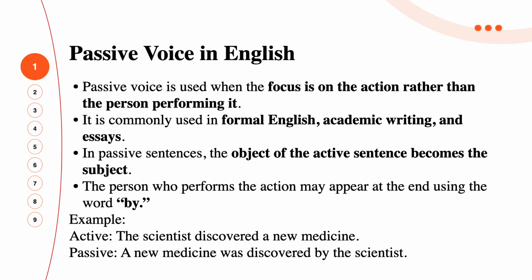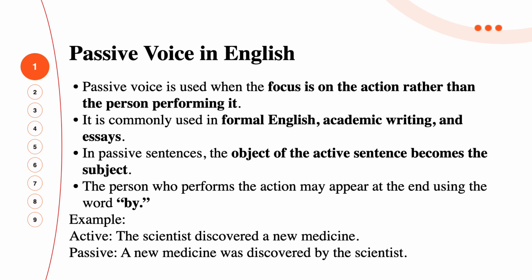Passive voice is used when the focus of the sentence is on the action rather than the person who performs the action. In many situations, especially in formal English and academic writing, such as essays, passive voice is commonly used. In passive sentences, the object of the active sentence becomes the subject of the passive sentence. Sometimes the person who performs the action is mentioned at the end of the sentence using the word by.